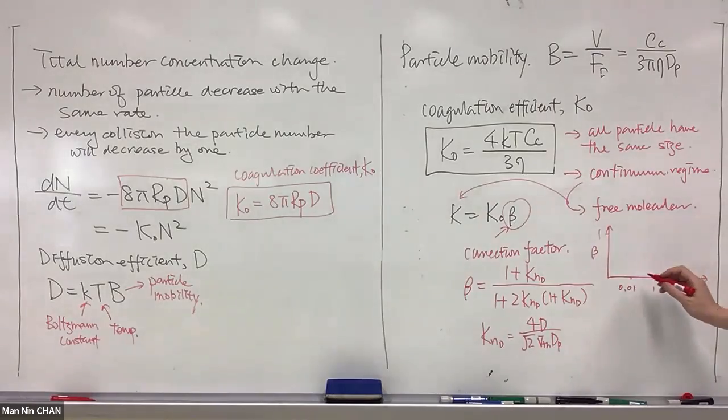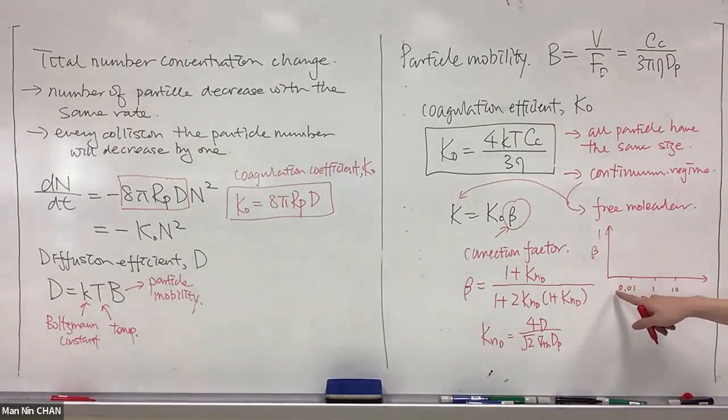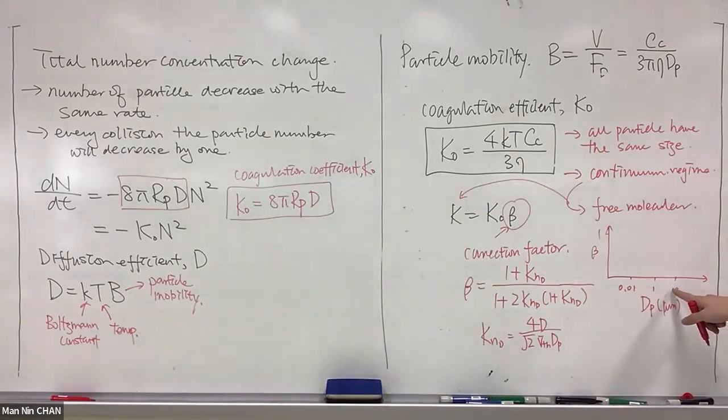But one thing you can see is how this correction factor changes with the particle size. So dp is the particle size, in microns, from very small particles, 0.01, to 10 microns, so large particles.